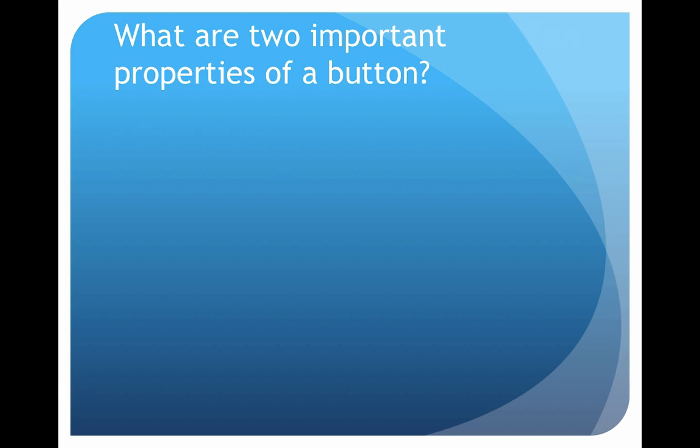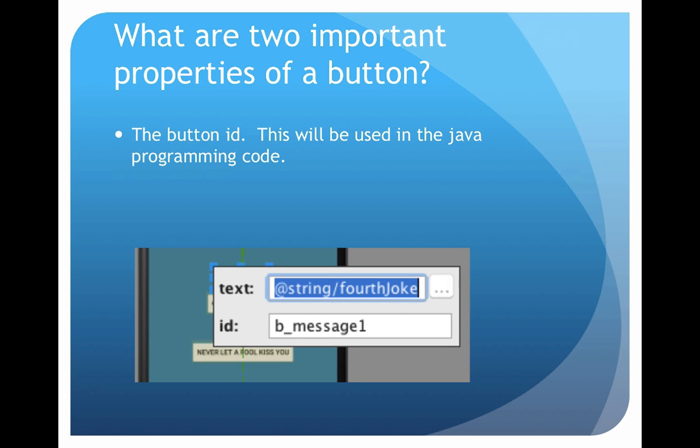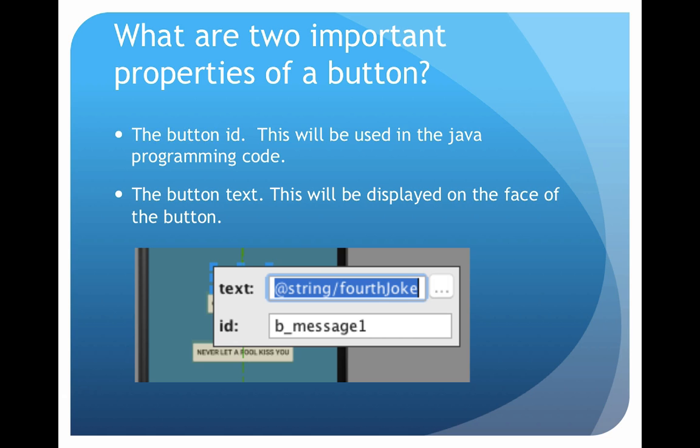Here's another question. What are two important properties that we saw in a button? Think about the properties. First of all, you saw the button ID. The button ID will be used later in the programming. And also we saw the button text, or the title. This will be displayed on the face of the button.